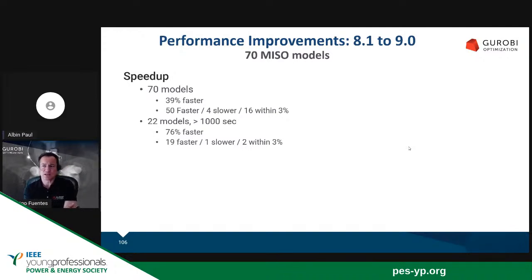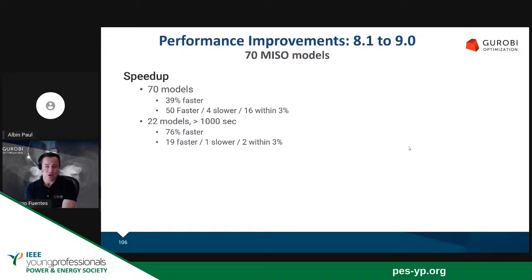Now, if we go to specifics, this is an analysis we did a little while ago from version 8.1 of Gurobi to version 9. We measured the speed-up between these two versions on 70 models that we work with from MISO, the Midwest Independent System Operator here in the US. The improvement in speed was 30 times faster from version 8.1 to version 9.0. Of the 70 models, on 50 models we were faster, in 4 models we were slower, and in 16 models we were within 3% of the original speed. But I would say in most cases, we were faster, and this is a nice improvement from version 8 to version 9.